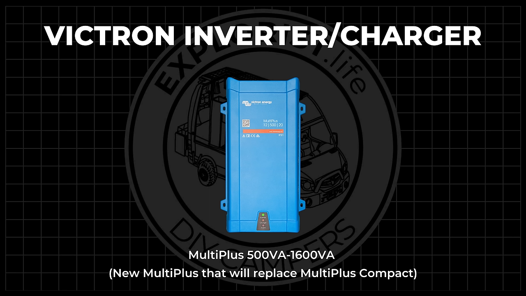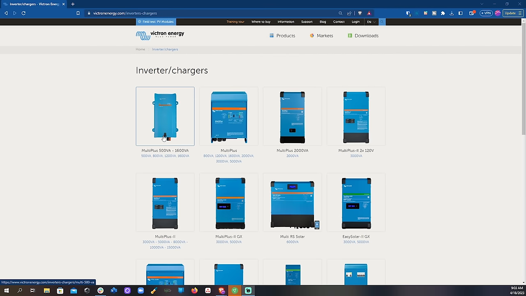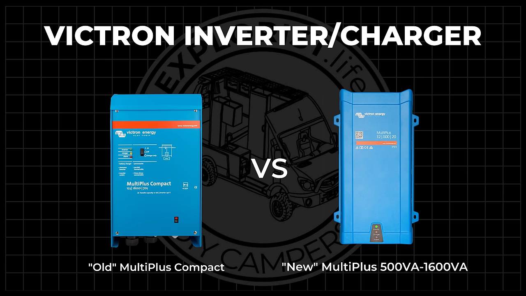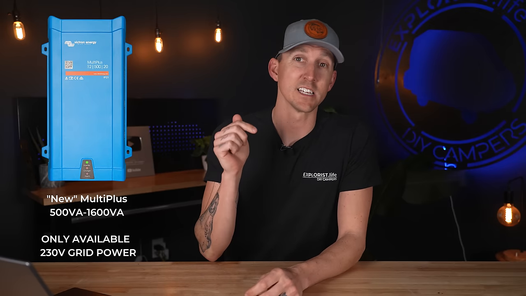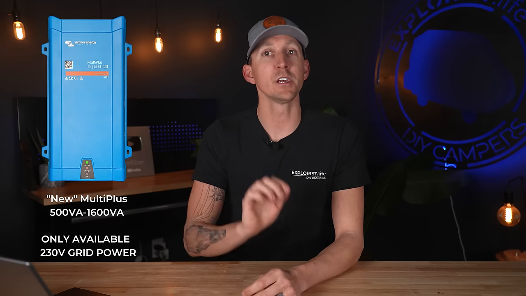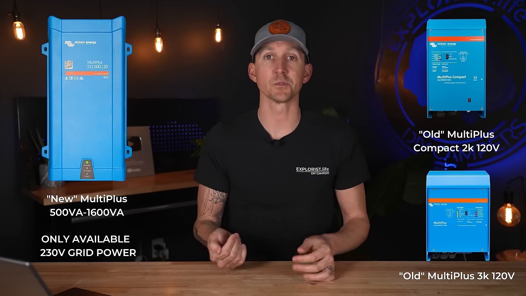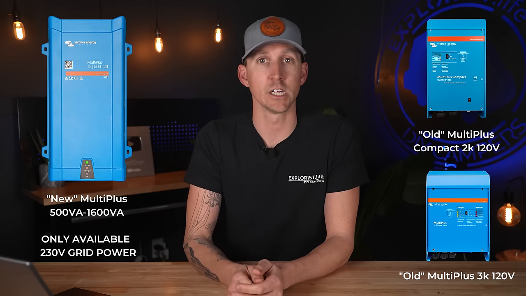Knowing that, check out the MultiPlus here, labeled MultiPlus 500 VA through 1600 VA. These are the new MultiPluses that will be replacing the MultiPlus Compact line that we just talked about. Old MultiPlus Compact versus new MultiPlus. There's not a huge difference between the two in terms of capacity and capability, but there is an upgrade in form factor. At this time, the MultiPlus, sized 1600 volt amps and smaller, is only available to those with 230 volt grid power, and the 2 and 3000 volt amp versions are super popular for those of us with 120 volt grid power, and specifically here in the USA.